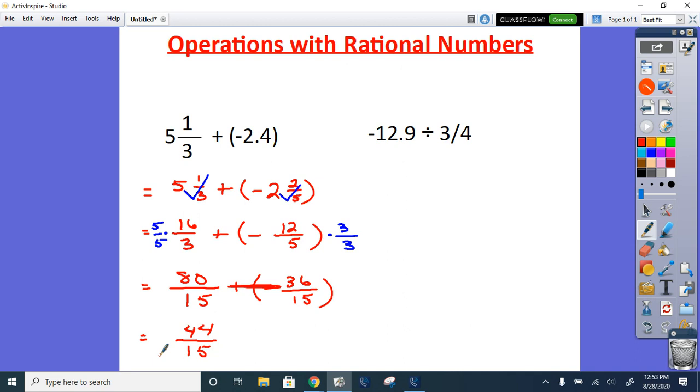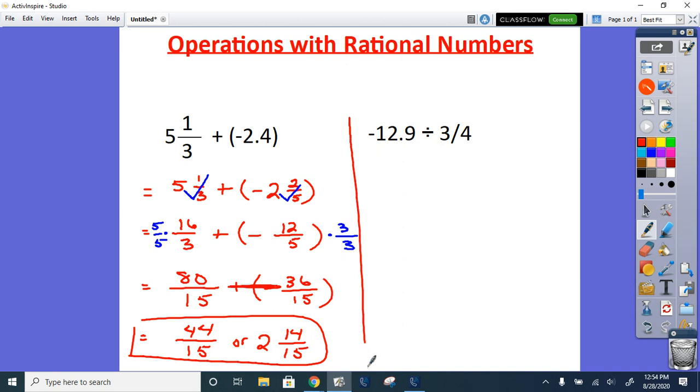I can leave it like that, or if I really wanted to, I could use long division, and I can make it a mixed number. As long as this is reduced, we're okay. So I'm just going to divide 15 into 44. Goes in twice. So that's 30, and I'm actually left with 14/15. So both are okay in that case.